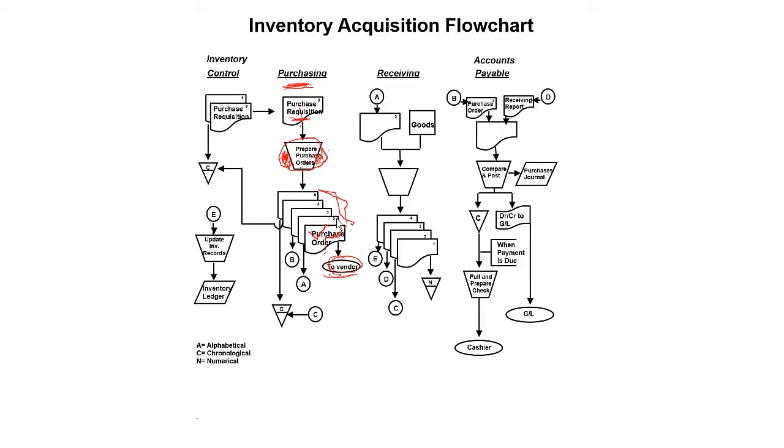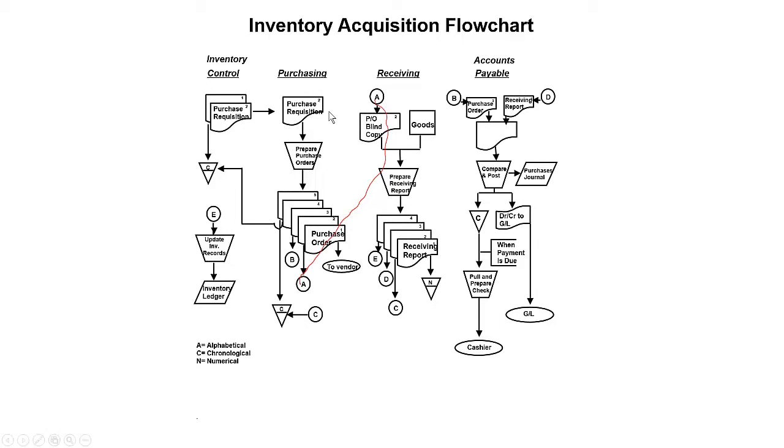Okay, number 2 goes to A. What is A? This is an off-page connector symbol. So we find the matching A, which happens to be up here in receiving. So copy number 2 is going to go to receiving. Our matching A to A here. So A goes to A.